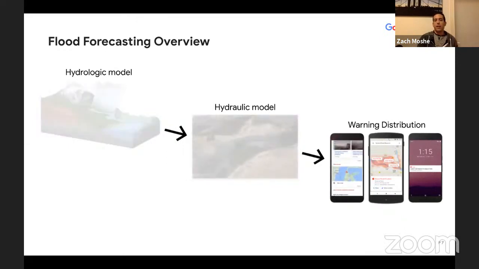Let's start again. I'll just have a slide or two on the warning distribution and the hydraulic model, and then we'll actually focus on the hydrologic model.